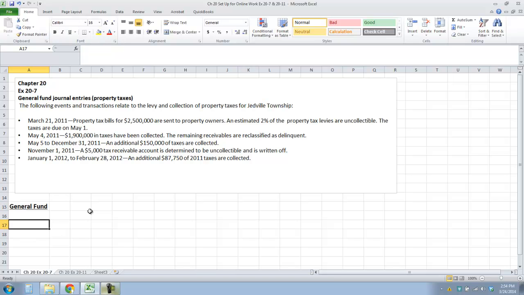All right. So on March 21st, 2011, the property tax bills for $2.5 million are sent to property owners. An estimated 2% of the property tax is uncollectible. The property taxes are due on May 1st. Okay. So in order to make this journal entry, we're going to do March 21, 2011.